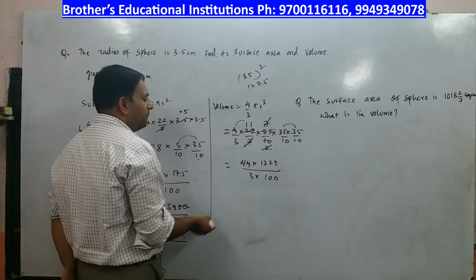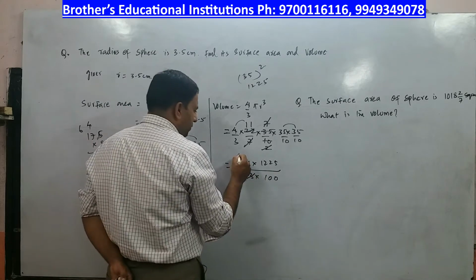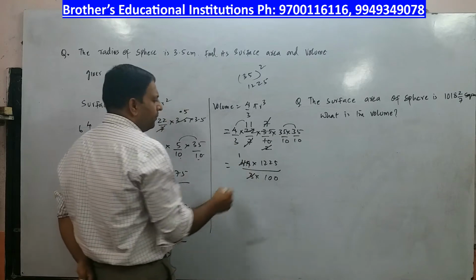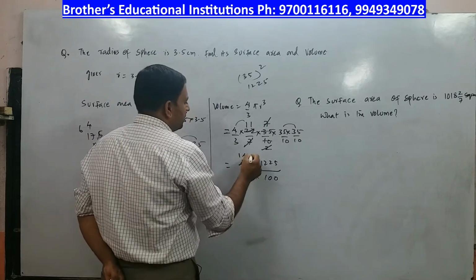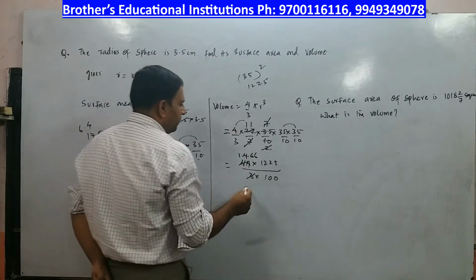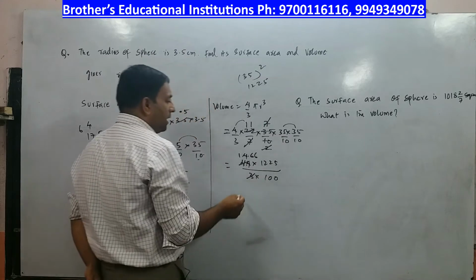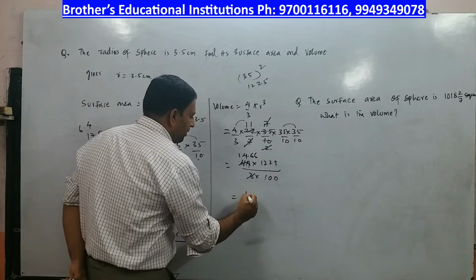Now for time being, what I am going to do is I am going to divide 44 by 3. So it will be 3 1s are 3, you have 14, 3 4s are 12, 3 6s are 18, 3 6s are 18. Do the normal division. So what are you going to do? 14.66 into 1225 divided by 100. So this calculation I am leaving it to you.